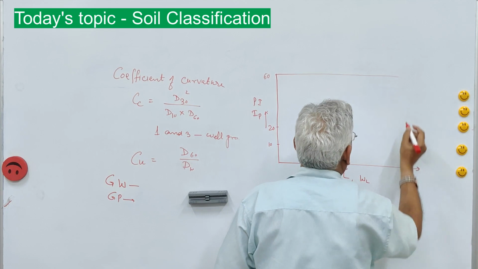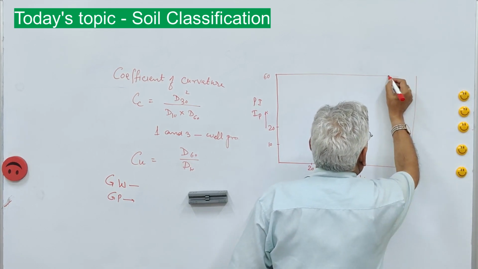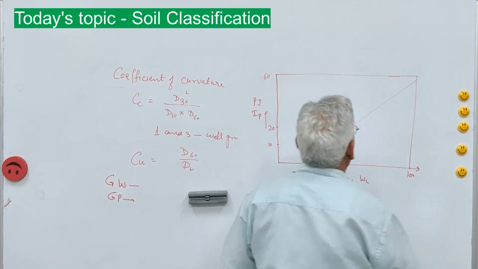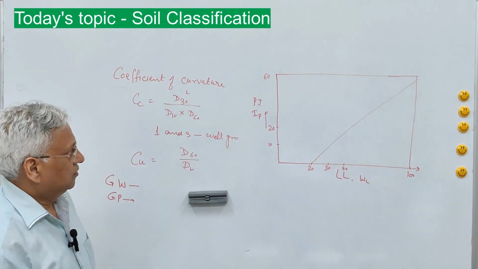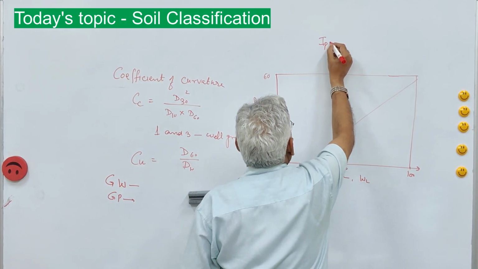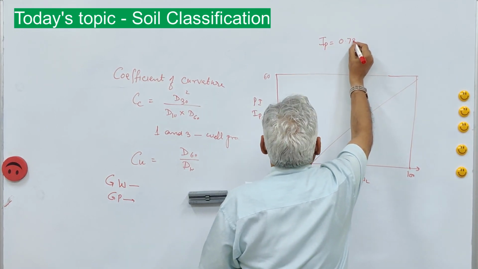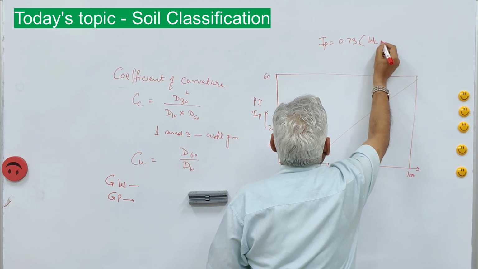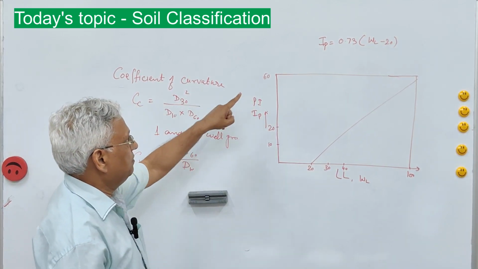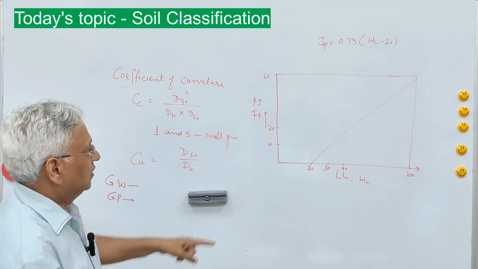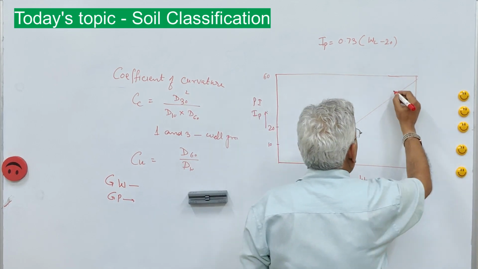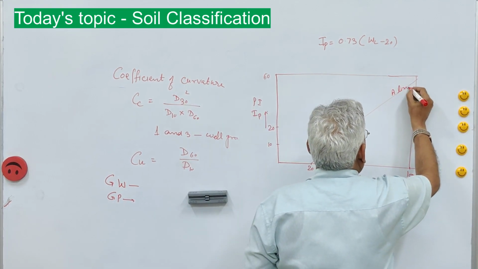This is the line which is drawn at a slope of IP equal to 0.73 times liquid limit minus 20. Let us say liquid limit in percent and IP is a number. The slope of this line, or equation of this line, is called the A line.